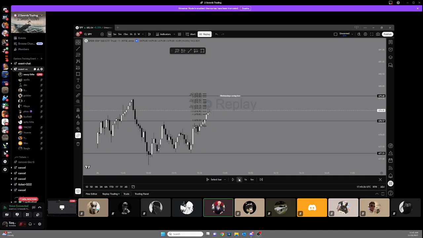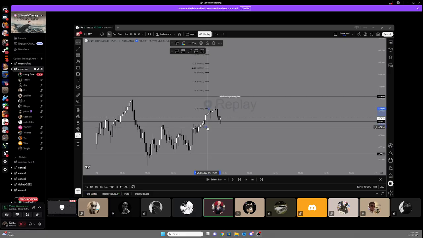Keeps going, keeps going. All right, boom. Okay, so the top of this leg is here. So there is your fib, right? Perfectly drawn fib. Actually, let me redraw that, that's a little choppy. From the bottom of this manipulation leg to the top, right?